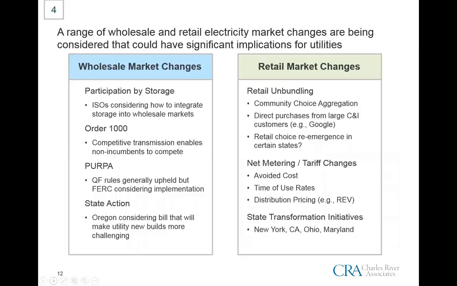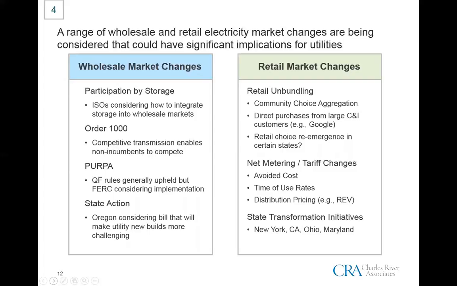So on the wholesale side, it's things like participation by storage in ISOs, the Order 1000 competitive transmission. PURPA maybe wasn't intended to allow as much QF capacity in places like North Carolina as it is. And then state action that's allowing new utilities or allowing new builds to happen from IPPs or making it more challenging for the incumbent utility to self-build.